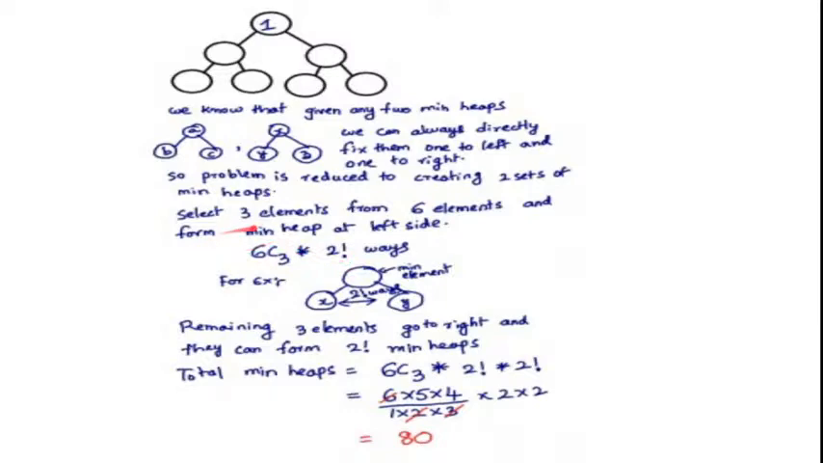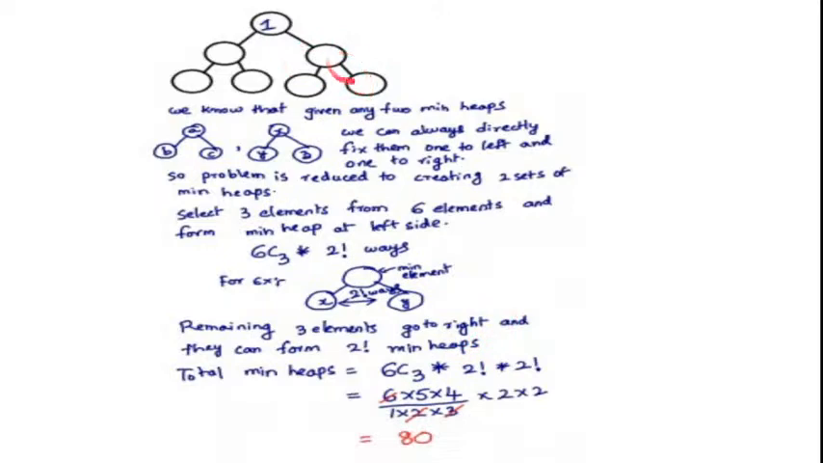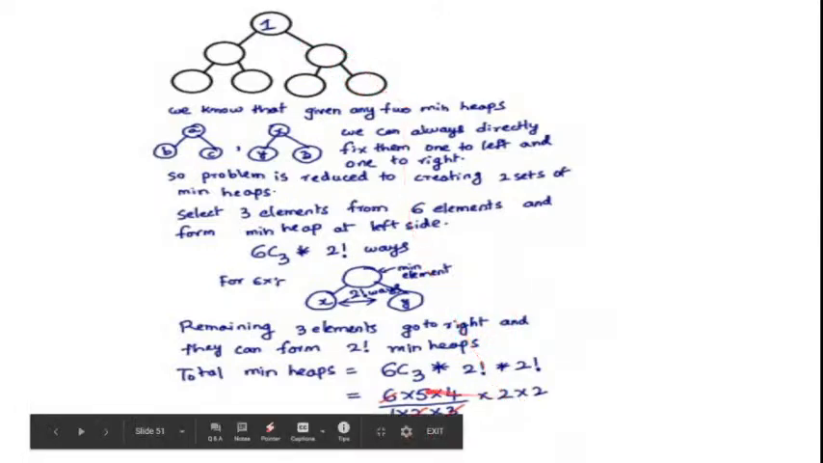It means we select three elements from the six elements and form a mini heap at the left subtree. Select the three elements out of the six elements, so 6C3 into 2 factorial ways. The remaining three elements go to the right and they can form a 2 factorial mini heap. So total mini heaps is 6C3 into 2 factorial into 2 factorial.